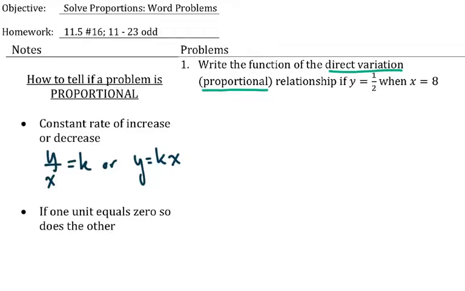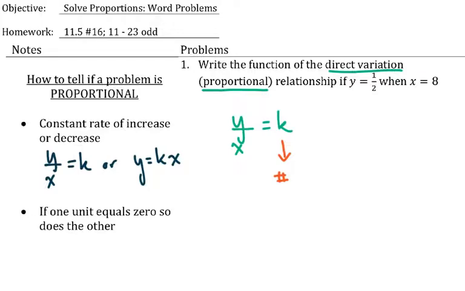So, writing the function, we can use either of the two forms here. I'm going to use the fraction form. If we know that y over x equals k, when we write a function, we know that we can leave our y and our x terms as they are. Those don't need to be replaced, but that means that k has to turn into some number. In order to find that, we're going to use substitution.